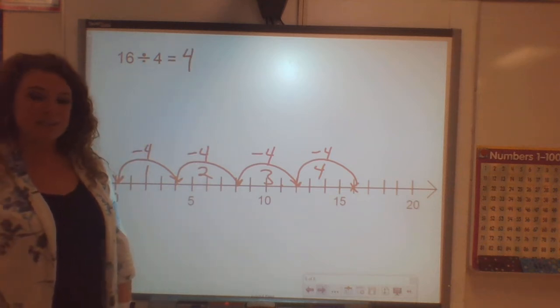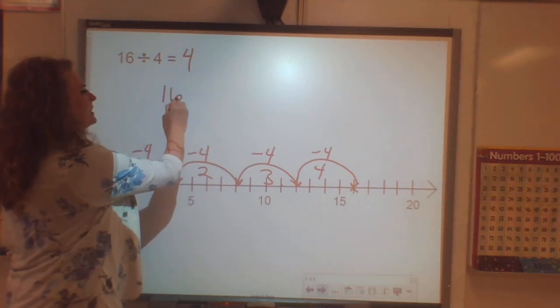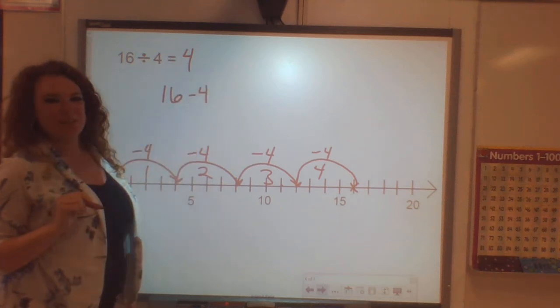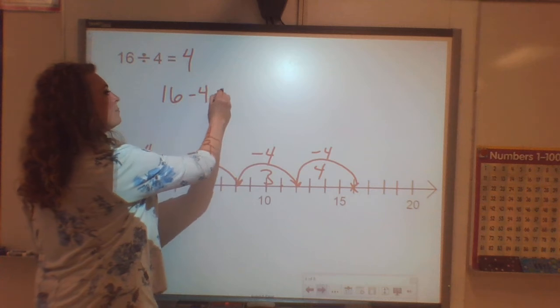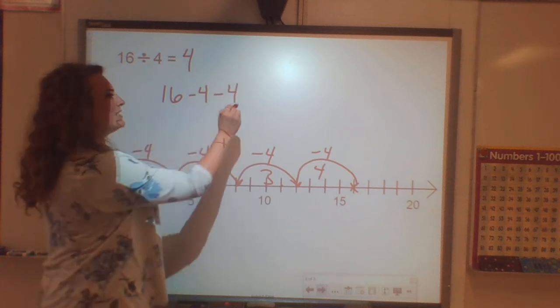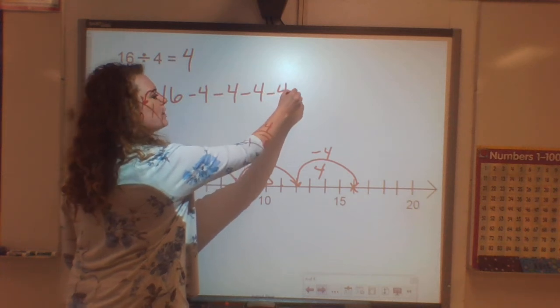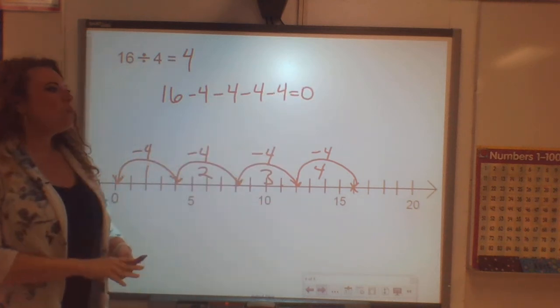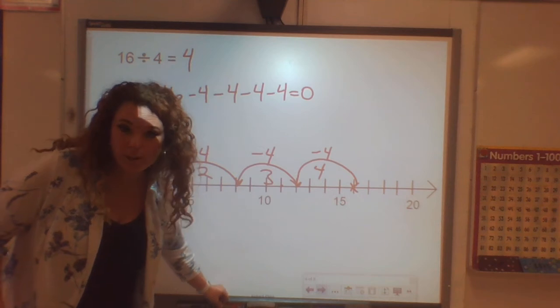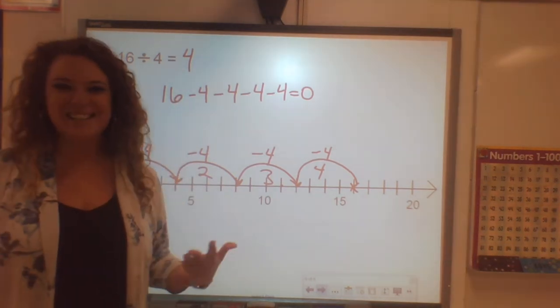What is my repeated subtraction? Start with 16 minus 4 is going to give you 12. Minus 4 is 8. Minus 4 is 4. And minus 4 equals 0. So once you get to that 0, you know that your repeated subtraction is finished.